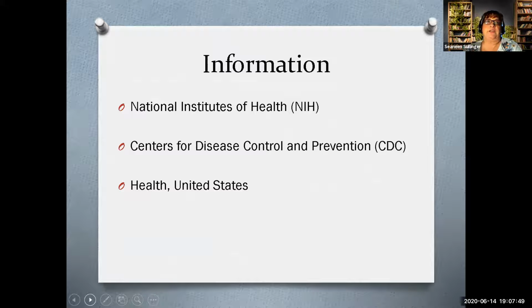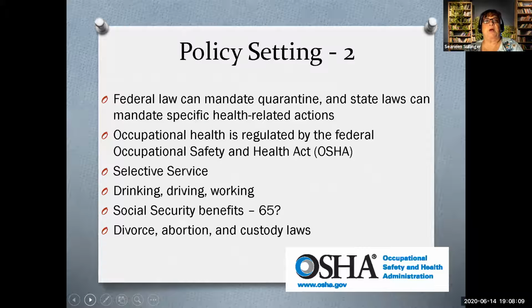There's also information that you can get from the National Institutes of Health, and the CDC, Centers for Disease Control and Prevention. Health is another website that you can go to. Again, these are provided by the government for us. And then we move on to different types of policy settings. So what can the government do? What laws can they mandate related to health?